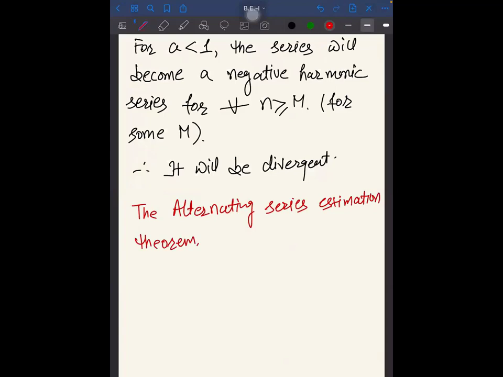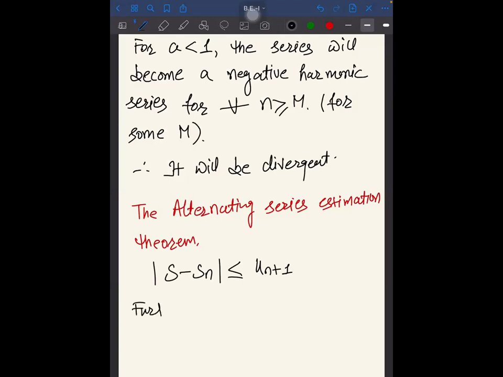So what did we say? We say that the error, s minus sn, is always less than or equal to un plus 1. That's what we said, right? Yes, sir. So I'm using one more important addition to this theorem, which I left at that point because I proved only up to this step. So I'm not proving this part, but I'm using it.